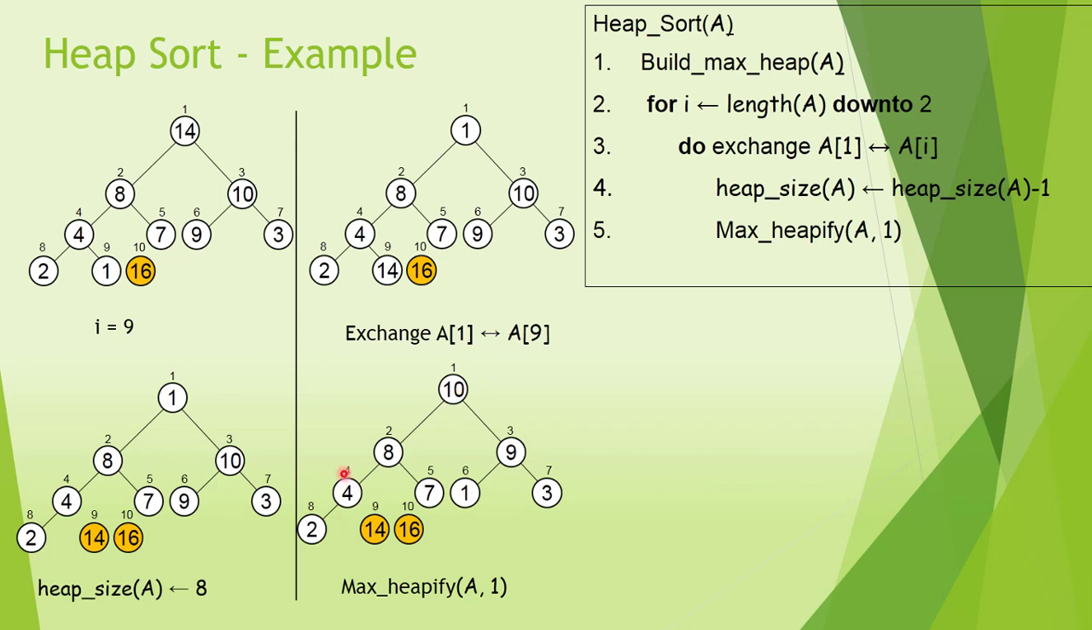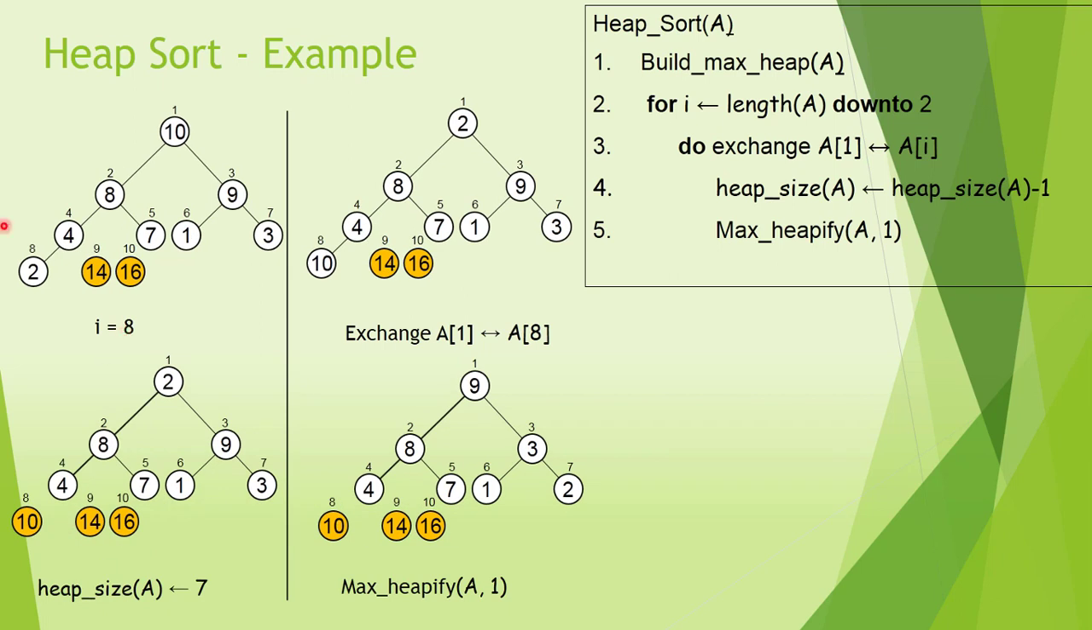Now among the remaining elements other than 14 and 16, 10 is largest. It is in the root. Next i value becomes 8. Here 10 and 2 will be swapped. Exchange A of 1 and A of 8. And the heap size will be reduced. 10 will be discarded. Again we apply max heapify A comma 1. So this remaining heap will be converted to a max heap.